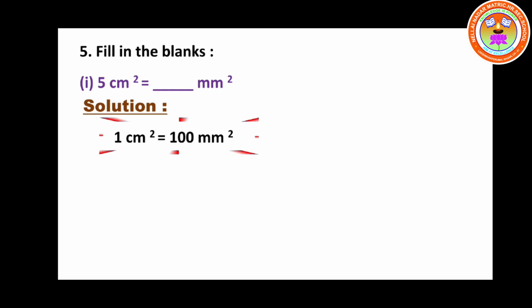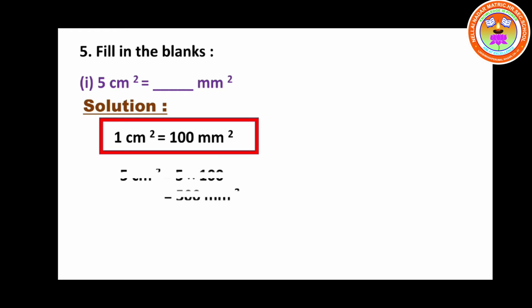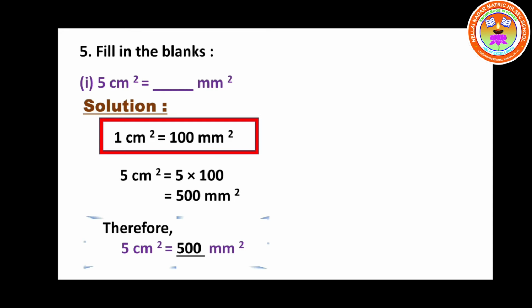Now, problem number 5. Fill in the blanks. Subdivision 1: 5 centimeter square is equal to dash millimeter square. Solution. 1 centimeter square is equal to 100 millimeter square. This you know. So, 5 centimeter square is equal to 5 into 100, which is equal to 500 millimeter square. Therefore, 5 centimeter square is equal to 500 millimeter square.